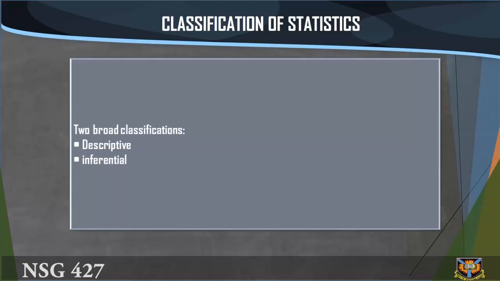Classification of statistics. Two broad classifications. 1. Descriptive. 2. Inferential.